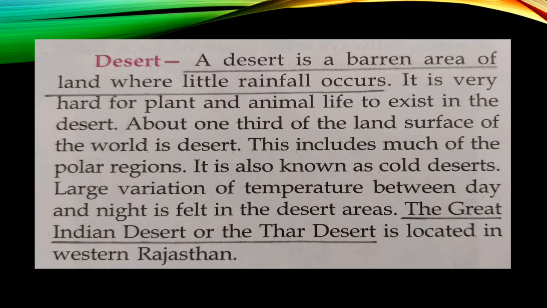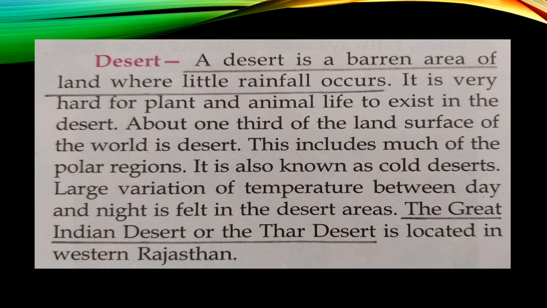The fourth kind of landform we will learn about today is desert. A desert is a barren area of land where little rainfall occurs. Barren means it does not have trees. You hardly find any trees in the desert area. What do you find mostly? It is mostly sandy. So it is very hard for plants and animal life to exist in the desert.